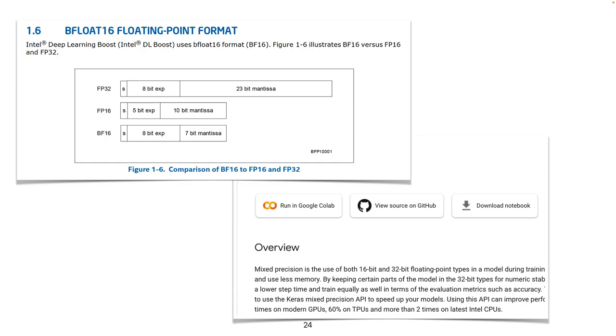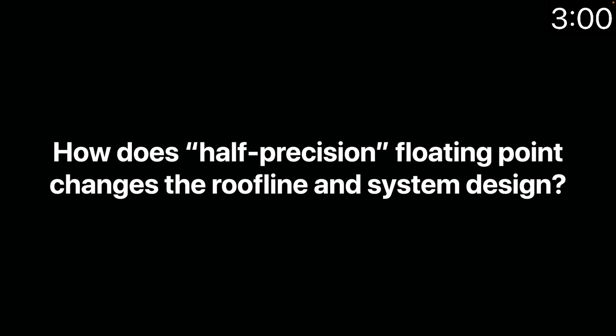A lot of you who are familiar with machine learning will notice that recently we have seen increasing interest in alternative floating point data types like brain floating point 16. This is the manual from Intel. Even Intel's AMX extension supports bfloat16, which is a 16-bit floating point number. So I want you to recap what you learned from the roofline model and tell me how half precision floating point changes the roofline and the system design.